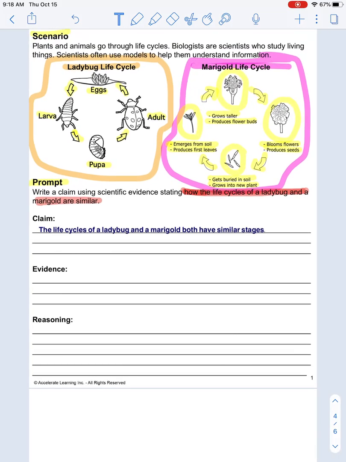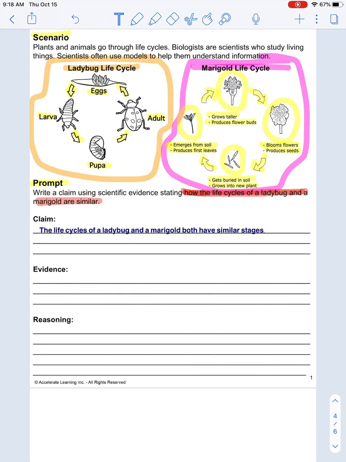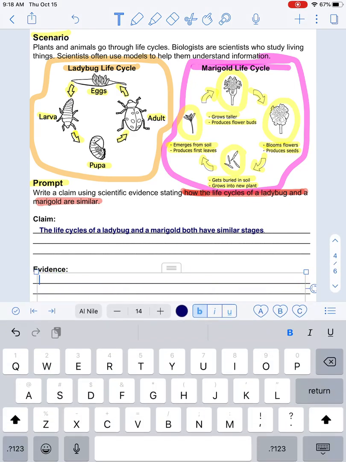Now I'm on to my evidence. My evidence has to prove that they have similar stages, okay? So if you have not finished writing your claim, press pause and finish writing that claim first. Then press play to listen to evidence. Now it's time for our evidence. We're going to explain why those stages are similar.